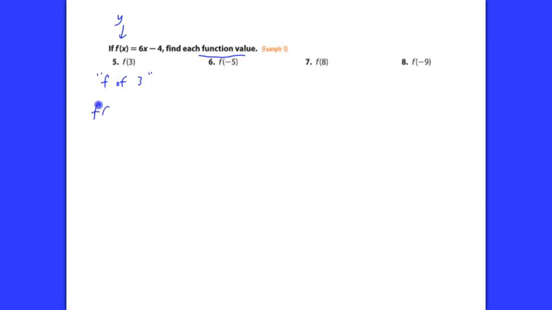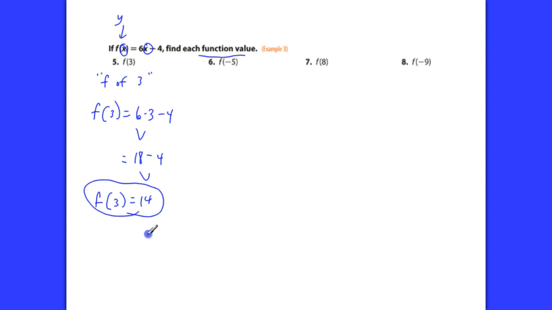So you're thinking f at 3 is equal to, so we replace the x with 3. Means 6 times 3 minus 4. And you see the math is nothing new to you at this point. That's 18 minus 4, and that's 14. So we say f of 3 equals 14. Okay, so there you have a value, and you'd have the ordered pair 3, 14 if we wanted to take it that far. All right, number 6, same idea.